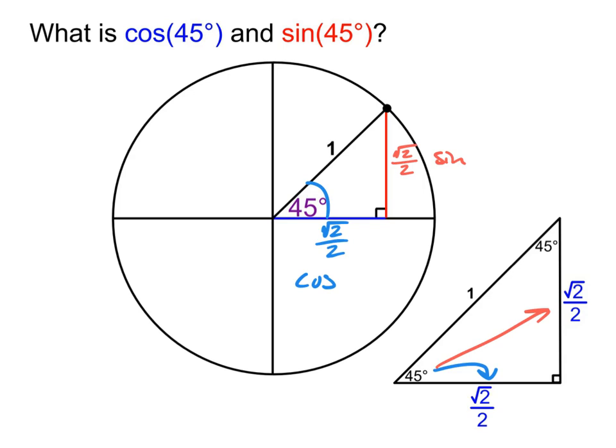So yes, get used to being able to look at it either way, and that's going to help you to be able to digest these. All right, so then in terms of the original question, what is cosine of 45 degrees? We would say that is root 2 over 2. And what is the sine of 45 degrees? That's going to be also root 2 over 2.